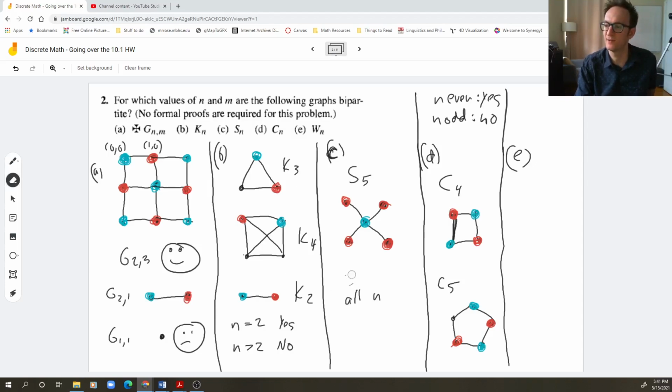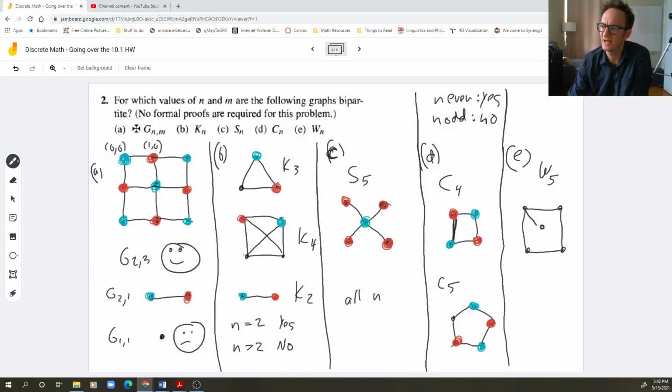Okay, and finally, part E, the wheel graph. What is the wheel graph? The wheel graph is just a star graph, but now also with edges connecting the outer vertices. So W5, I guess, is something like this. And I guess the answer to this is it's going to be never bipartite. Hold on, I need to think about this for a second. Yeah, it's just going to be never.